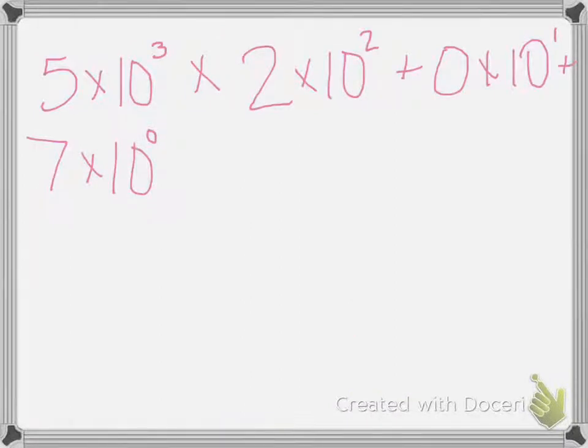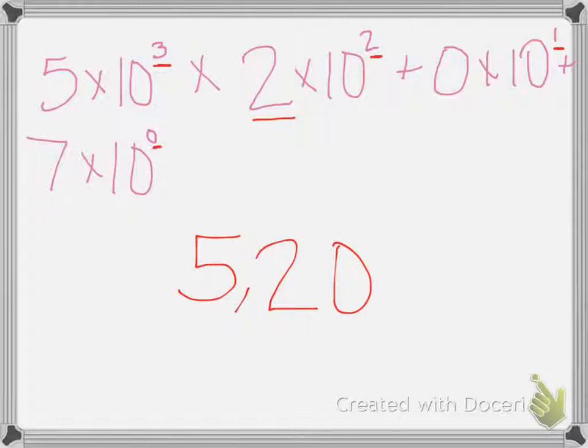C says 5 times 10 to the third plus 2 times 10 to the second plus 0 times 10 to the first plus 7 times 10 to the 0. So since it's the third, we know that it's in the thousands place. So we put a 5 in the thousands place. Since it's second, we know it's the 100s. So we put a 2. Since it's the first, we know it's the 10s. Put a 0. Since it's the 0, we know it's the ones. So we put a 7. 5,207.